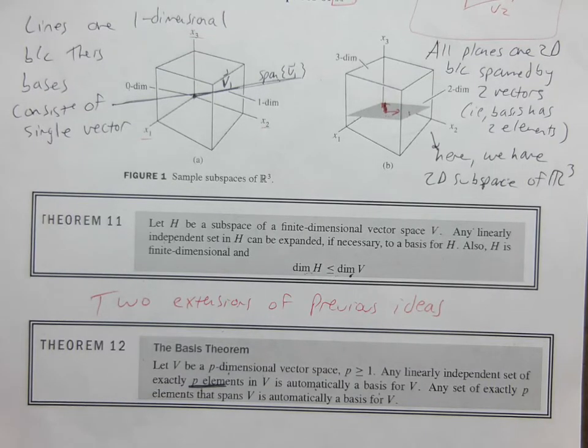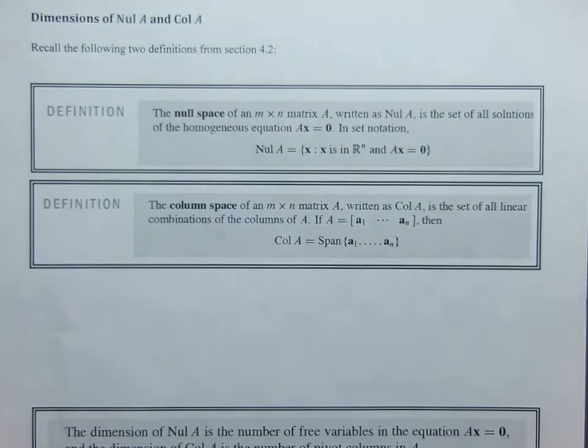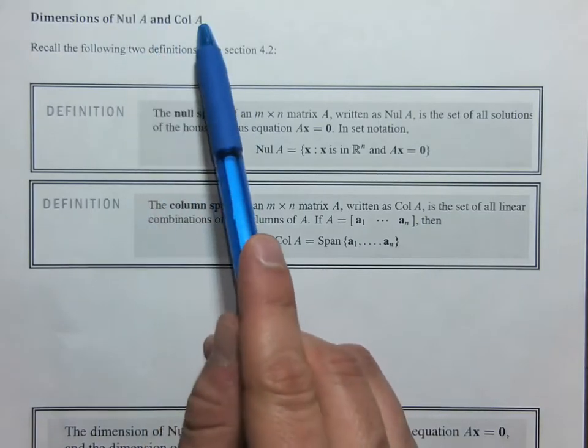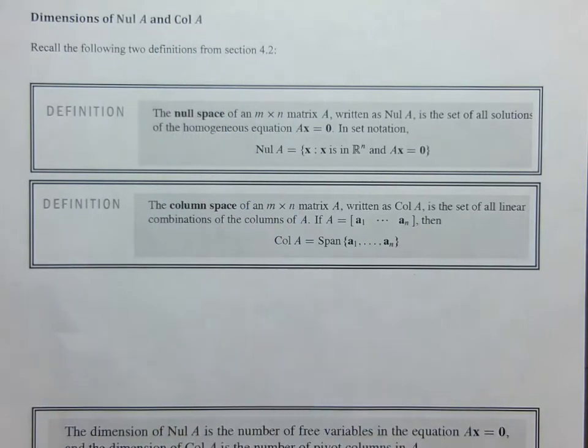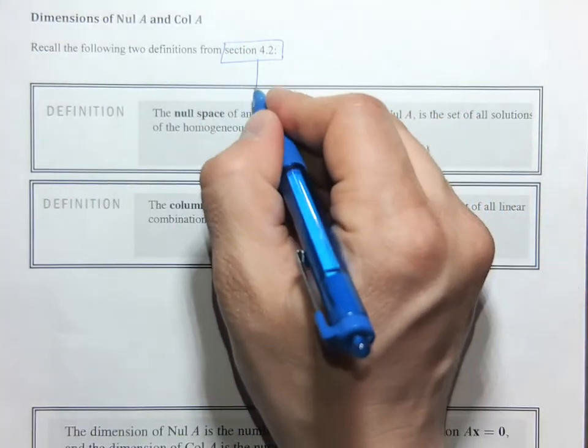Okay, so let's look at some specific types of dimension and relate it back to null space and column space here. So that's the next topic, the dimension of the null space and the dimension of the column space. Right, so I'll remind you, Nul A means null space of matrix A, Col A means the column space. And these two definitions that are at the top of the page were in section 4.2.